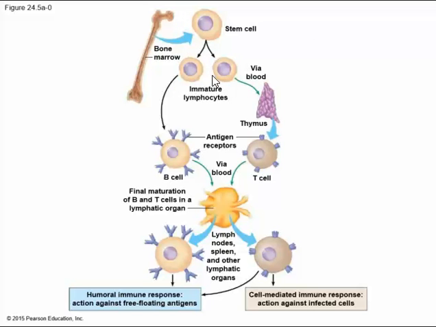So B cells and T cells develop from stem cells in the bone marrow. As immature lymphocytes, they go to one of two places to complete their development. Future B cells go to the bone marrow, future T cells go to the thymus, where they complete their development. From there, they'll move to other organs such as lymph nodes. B cells mount a humoral response. T cells mount a cell-mediated response.